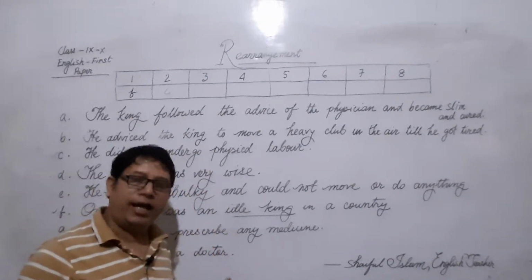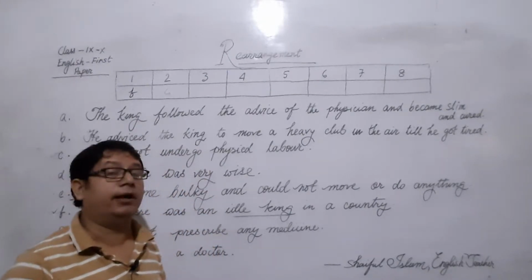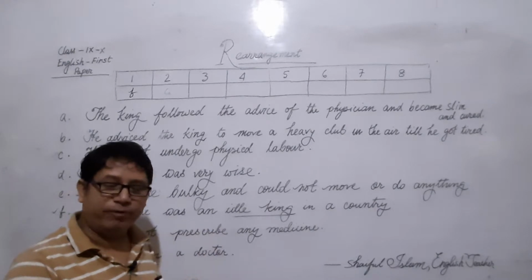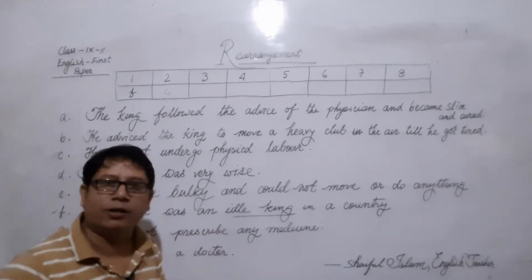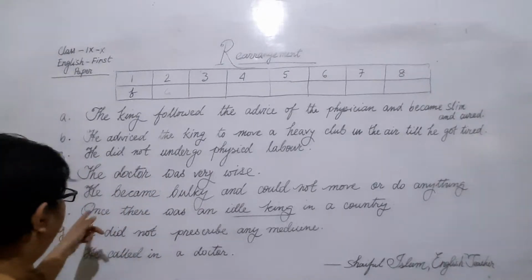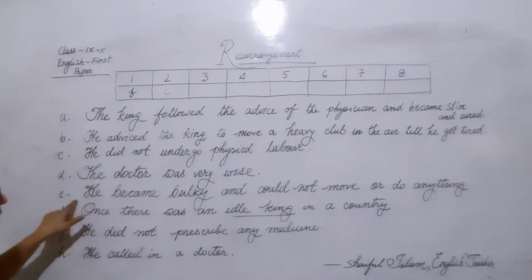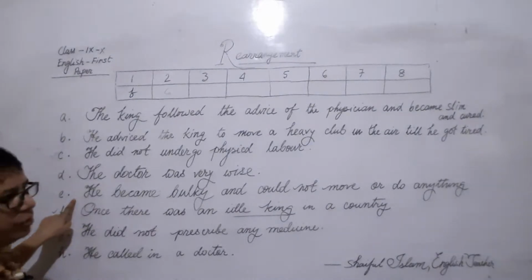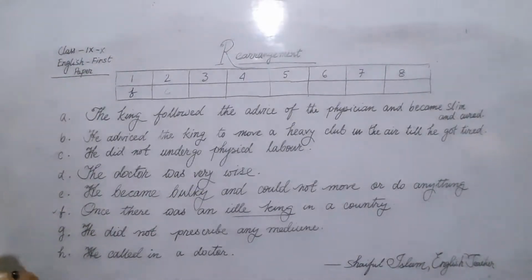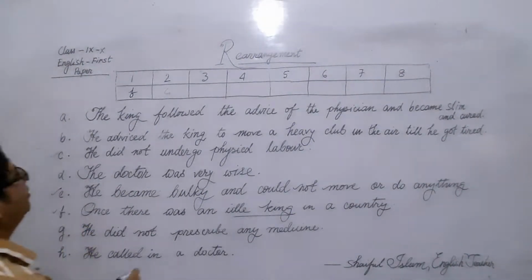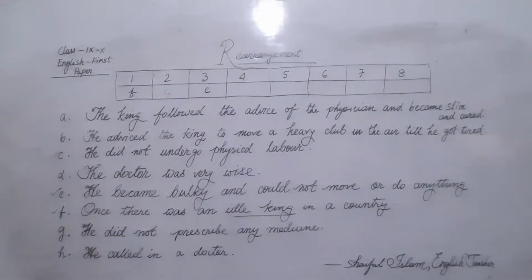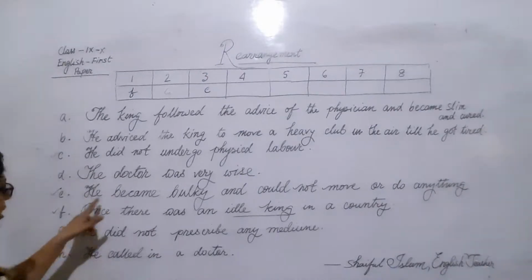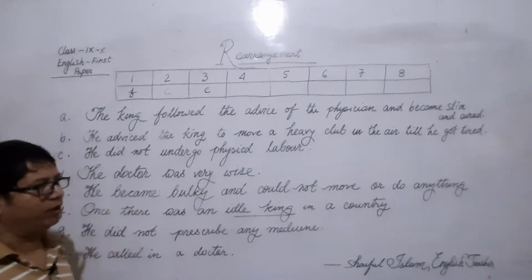So what happened next? This is the reason, this is an important information. And what happened next? If he did not undergo physical labor, E, he became bulky and could not move anything. So this is the effect at C, and then E comes. The doctor, he became bulky and could not move anything.